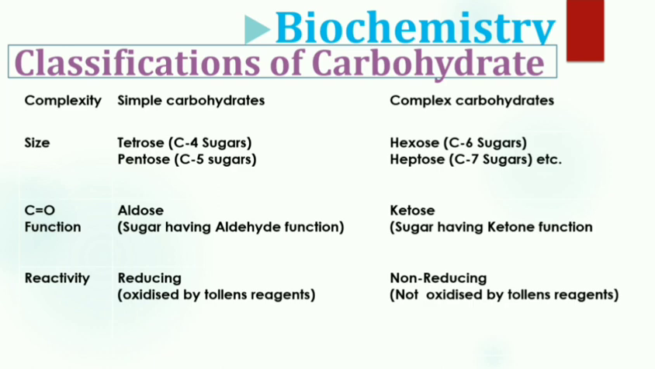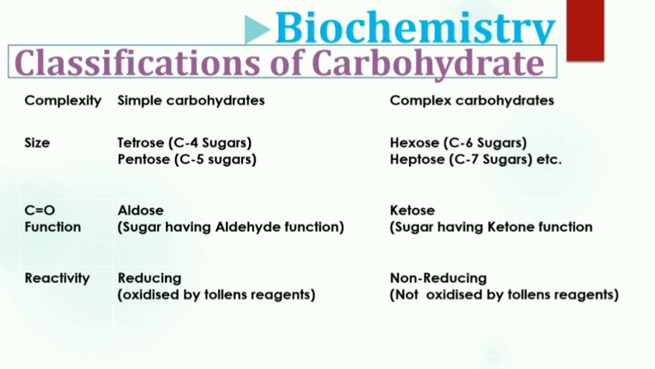Then it is classified as per the functional group present in the structure. We have seen the definition of carbohydrate: it is nothing but polyhydroxyketones and polyhydroxyaldehydes. On the basis of that we classify carbohydrates by the C=O function. Aldose means a sugar having the aldehyde function, and ketose means a sugar having the ketone function. So just remember: a sugar containing an aldehyde group is an aldose, and a sugar containing a ketone group is a ketose.